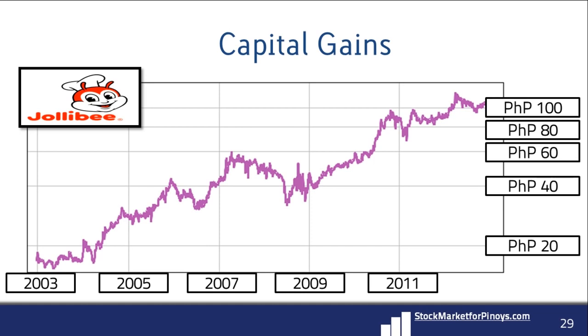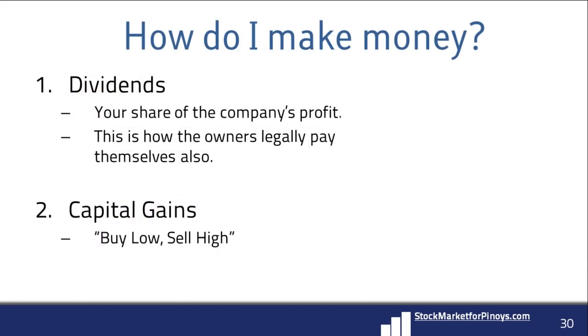Now, this has a lot to do with Jollibee's continuous expansion of its business. At the start, Jollibee was just an ice cream place. Then it expanded to Yum Burgers and Chicken Joys. Then it started purchasing other food franchises like Greenwich, Chowking, Red Ribbon, and Bang Inasal. So, as the business grows, the value of each share of Jollibee also grows with it. This is capital gains.